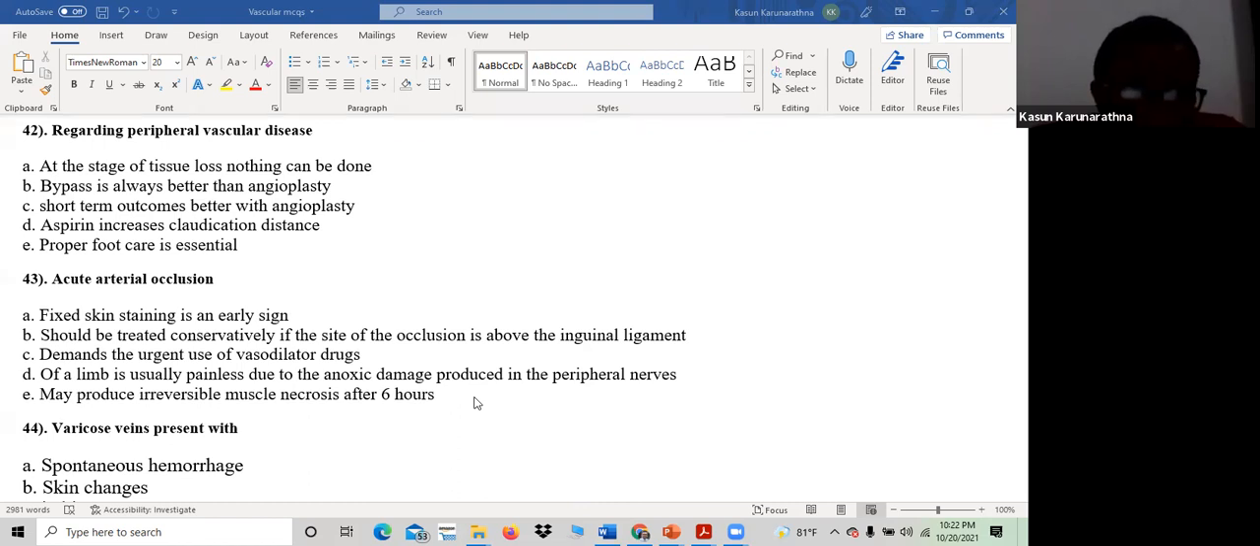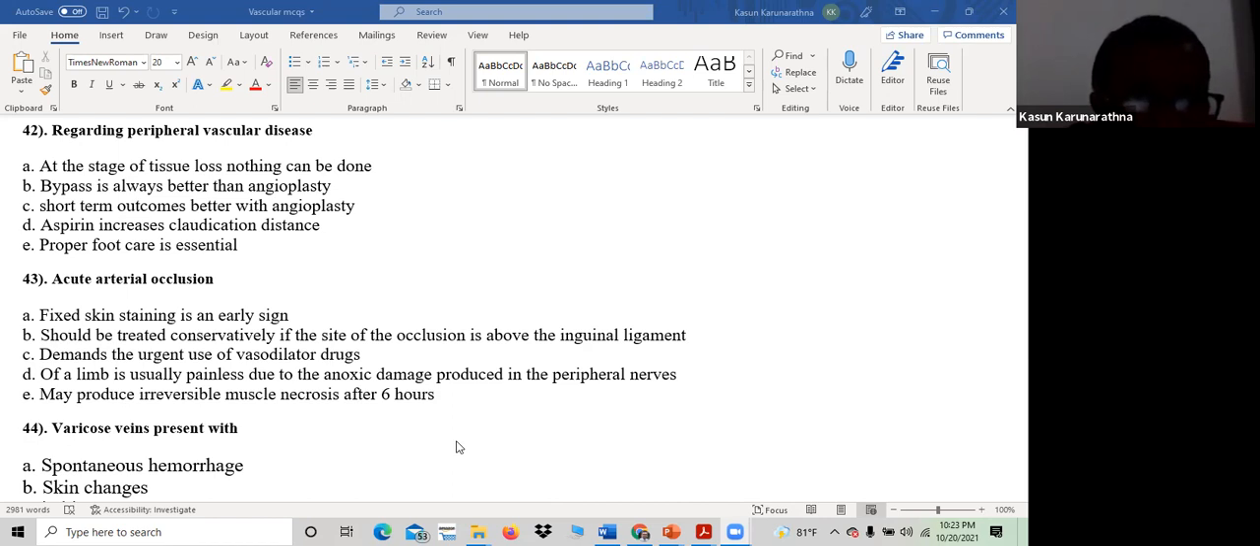It's false because for suprainguinal diseases, endovascular intervention is better, right? Below the inguinal ligament, for infrainguinal diseases, when you compare the long-term outcome, bypass surgery is better. Whether you do angioplasty or bypass depends on the type of occlusion, whether it is multi-segmental, and the level of occlusion. So you have to compare many factors. Even for infrainguinal diseases, the short-term outcome is more or less equal for angioplasty and bypass surgery, right? So it is again false.